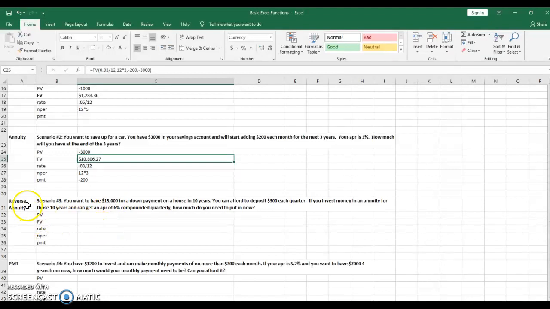Okay, so reverse annuity. This just means going backwards. All right, so you want to have $15,000 for a down payment on a house in 10 years. You can afford to deposit $300 each quarter, if you invest money in an annuity for those 10 years and you can get an APR of 6% compounded quarterly. How much do you need to put in now?